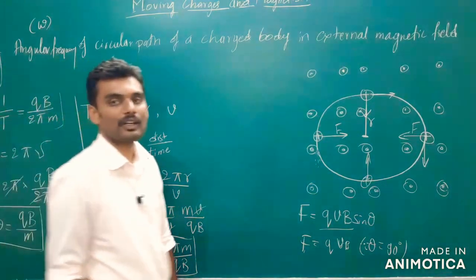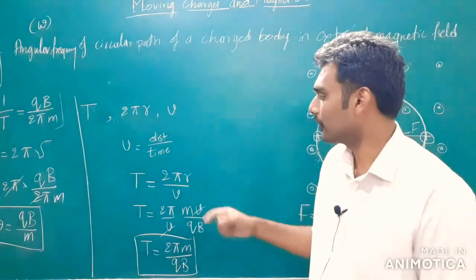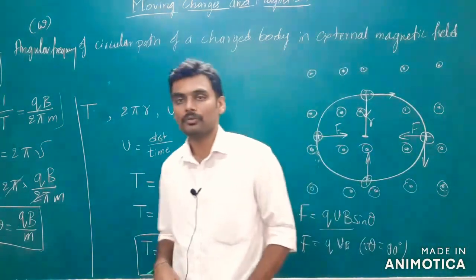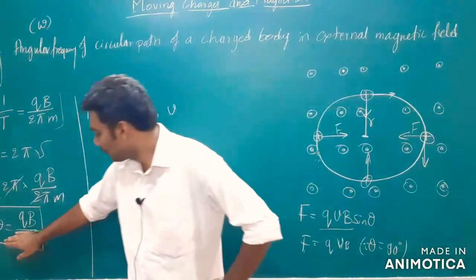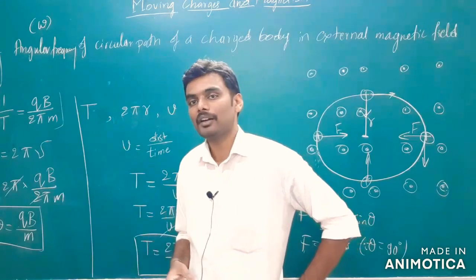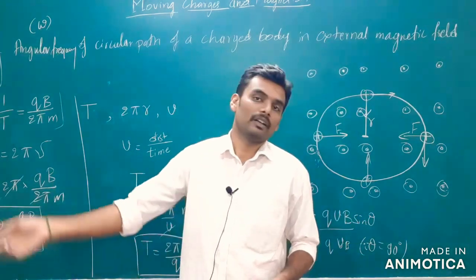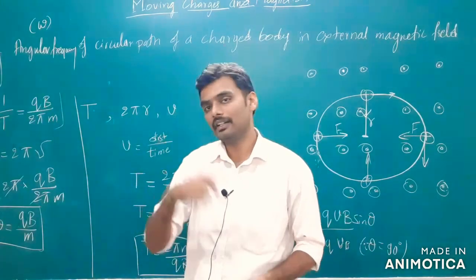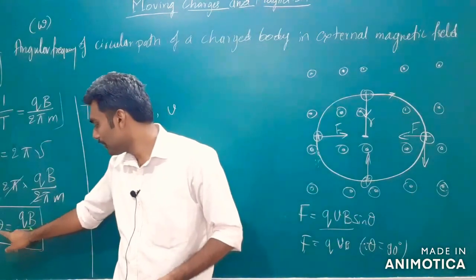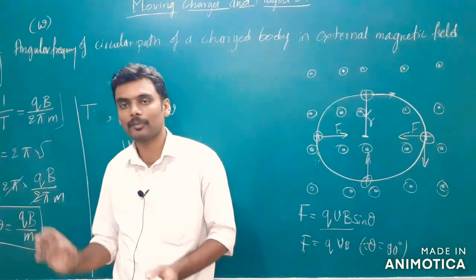This expression does not have the value of v, the speed, nor the value of r, the radius with which the body moves. Which means the angular frequency of the body is independent of radius and independent of speed of the body. It doesn't matter how large or how small the radius is, the angular frequency would be the same, provided that charge, magnetic field and mass remain the same.